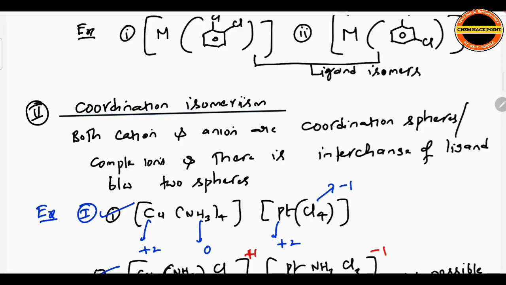Coordination isomerism. Here you see both the cation and anion are coordination spheres.